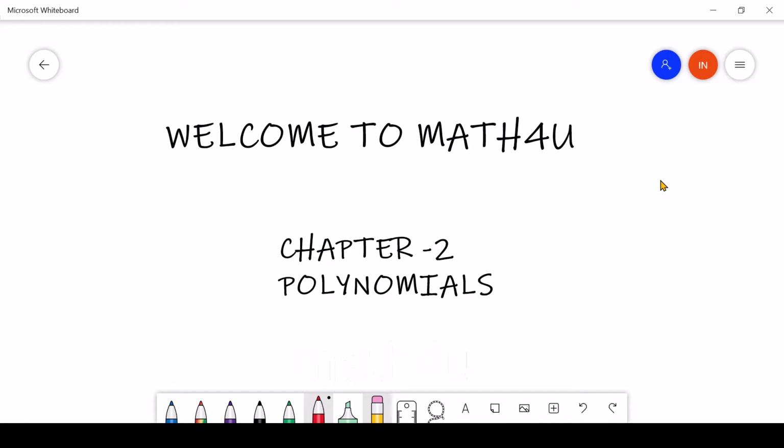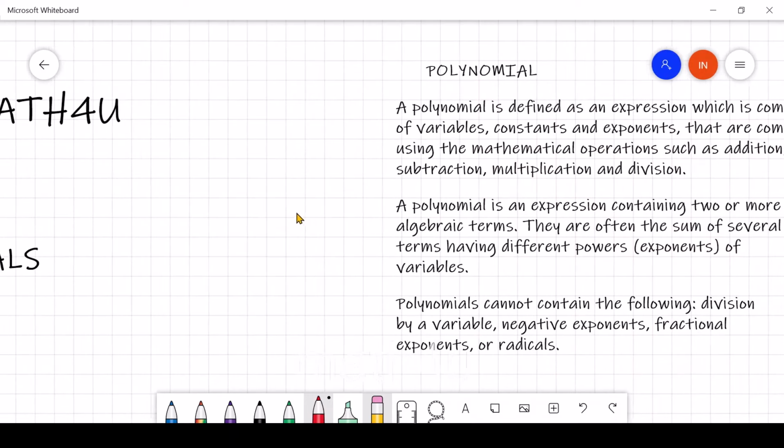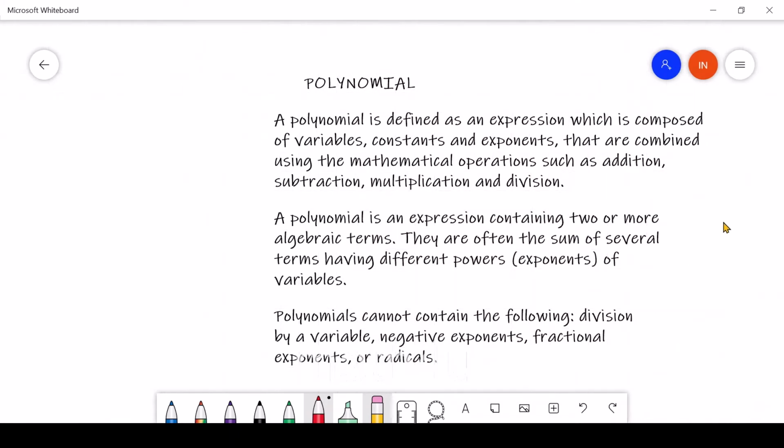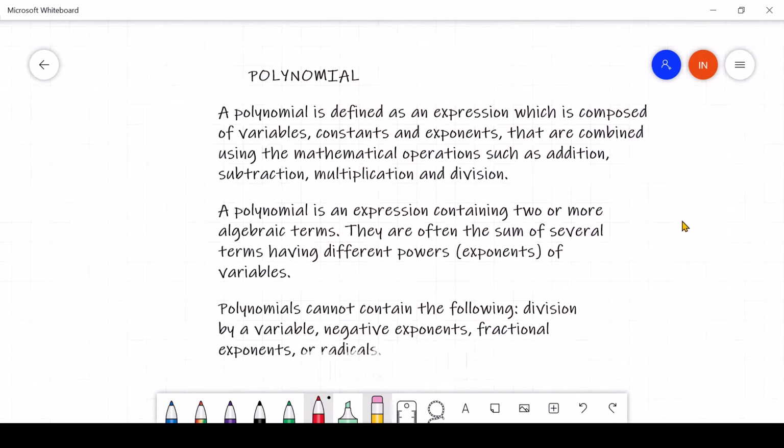Today in this session we are going to discuss polynomials. This is from grade 10 chapter 2. So here you can see different ways of explaining the polynomial. There are different definitions. The content is the same, but we can explain it in different ways.